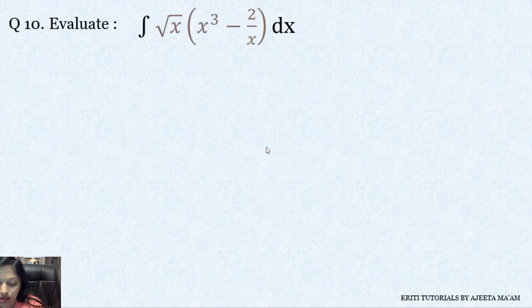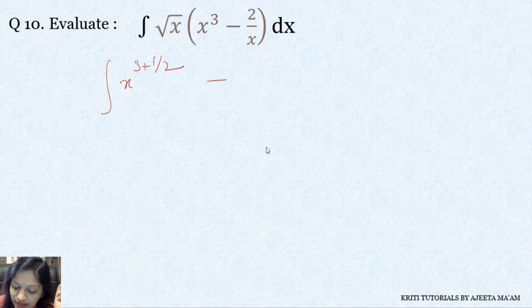Now, again we have this evaluation. So root x, x cube minus 2 upon x dx. So what you have to do? You have to simply think of what can be done. Just saying, we have to open the brackets. Okay, fine. Now root x means x raised to half. So what will you get here? 3 plus half. In the second integral, what will you get? Root x is x raised to half, and we have to multiply it by 2 by x.